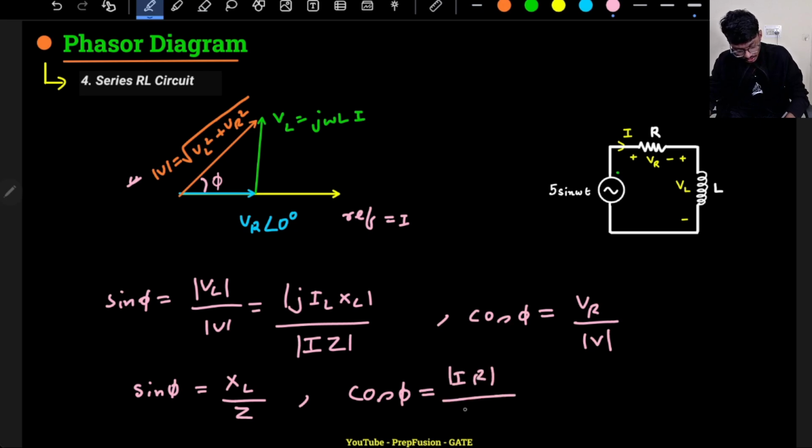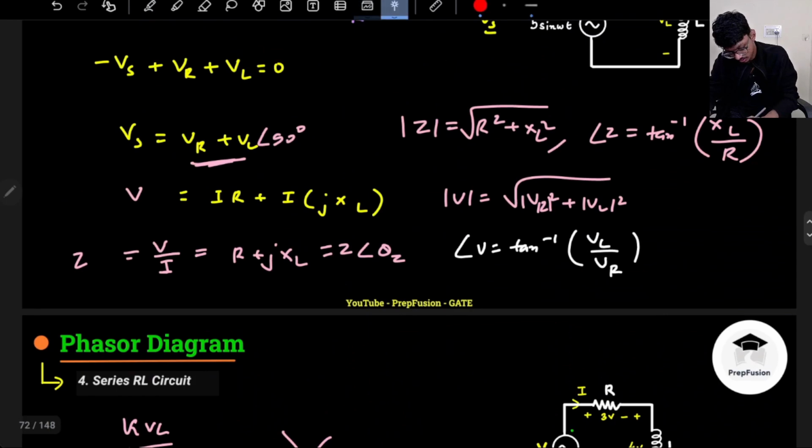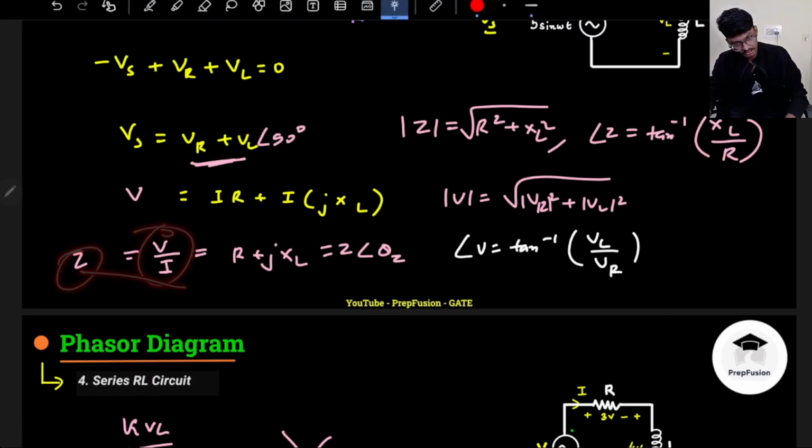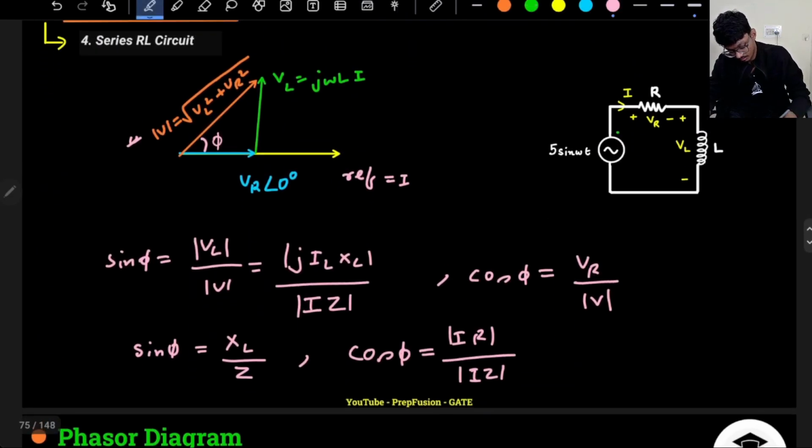Magnitude of I into R over the magnitude of V only. Magnitude of V is I into Z, correct? Because Z is what? V by I. So V will be I into Z. That is what I am doing here. So this will get simplified to R by Z. Okay, a very, very important relationship.